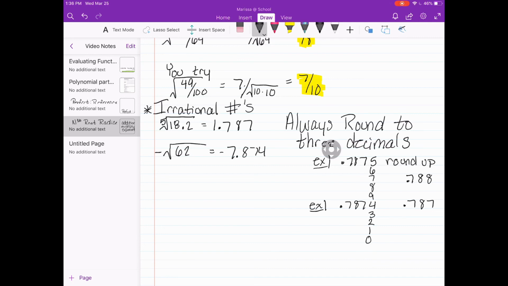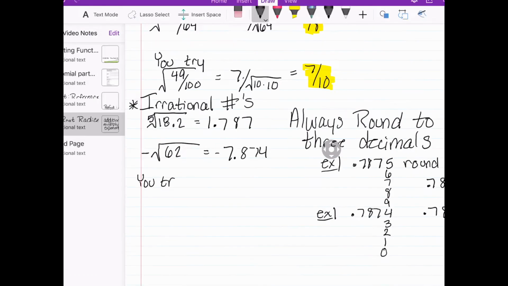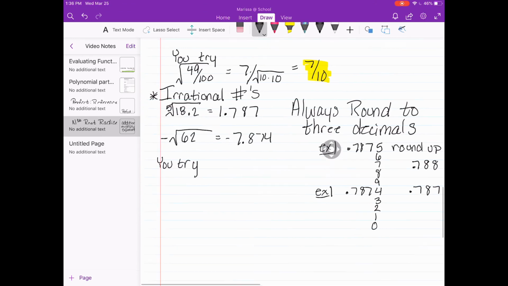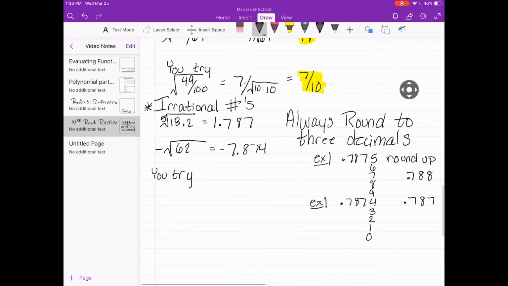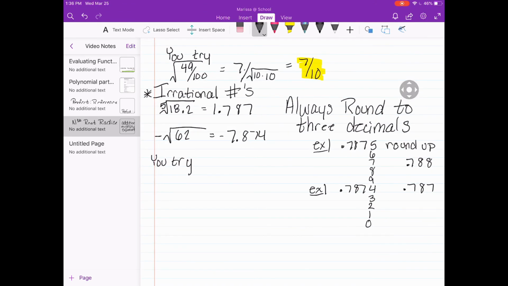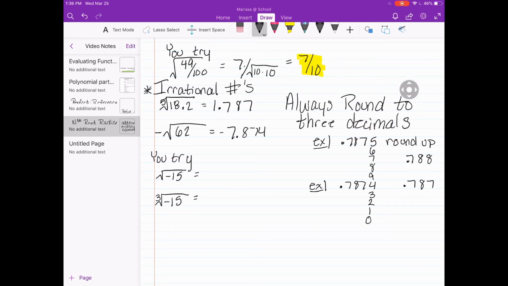So go ahead, do a few on your own. You try. You're going to try to do the square root of negative 15 and the cubed root of negative 15. Let's go and pause the video and try them.